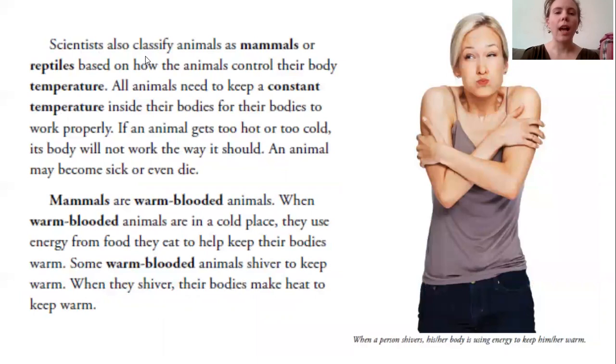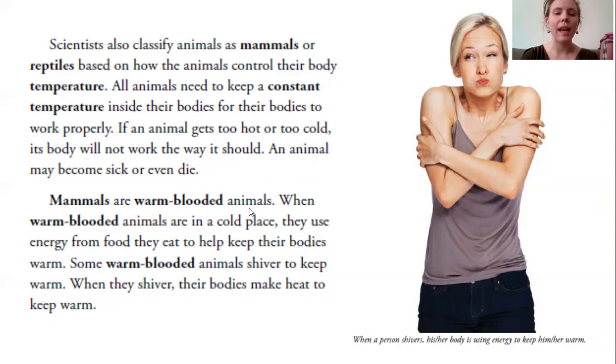Scientists also classify animals as mammals or reptiles based on how the animals control their body temperature. All animals need to keep a constant temperature inside their bodies for their bodies to work properly. If an animal gets too hot or cold, its body will not work the way it should. An animal may become sick or even die.